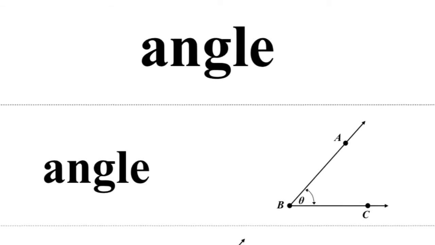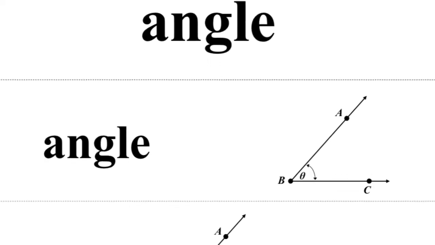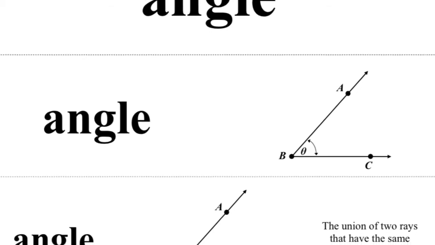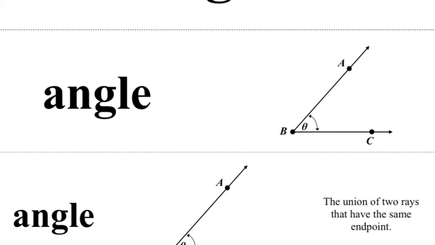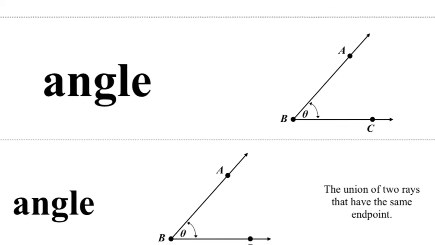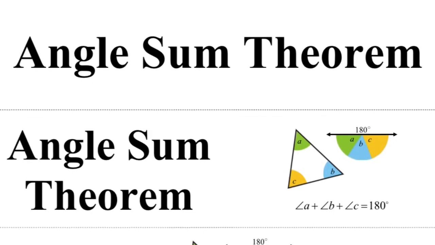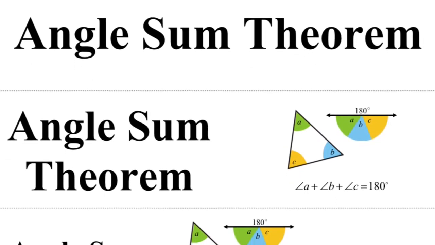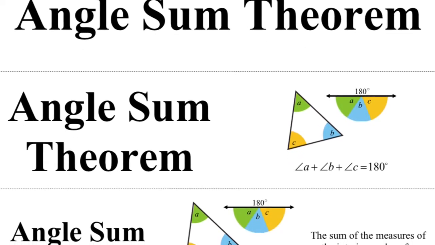An angle is when you have a union or a connection of two lines that meet up. The spacing in between the two lines is called the angle measurement. They're measured in something called degrees, and you can use a protractor to measure it. The angle sum theorem says that the three angles inside a triangle always add up to 180 degrees exactly.